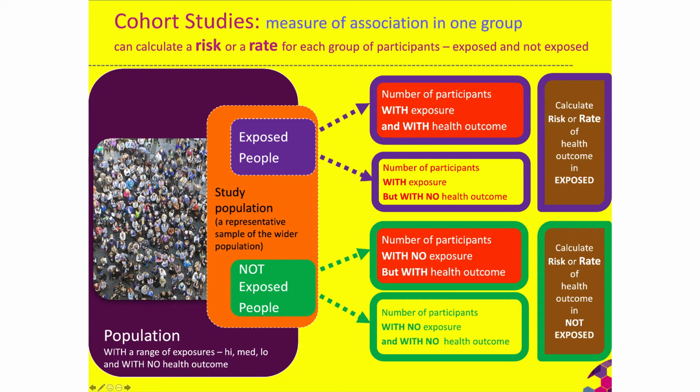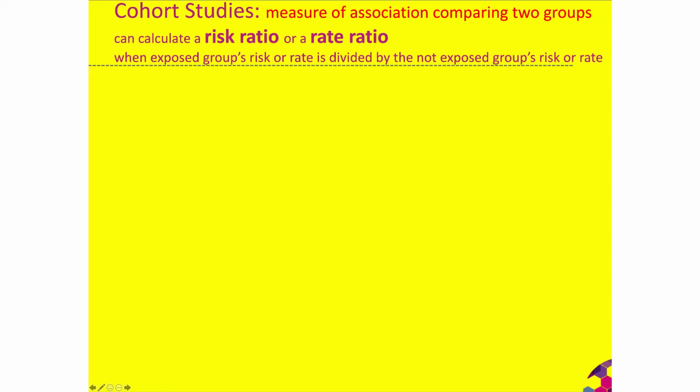But that's interesting, but we actually want to know something more. And that is the next thing, which is measures of association where we compare two groups, where we compare the exposed group with the not exposed group. And for that, we do a ratio calculation. We do a risk ratio or a rate ratio because we are dividing the risk or the rate of disease in the exposed group and dividing that by the risk or rate of the health outcome in the unexposed group.